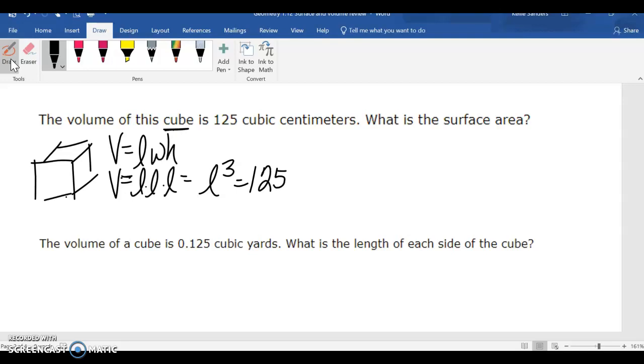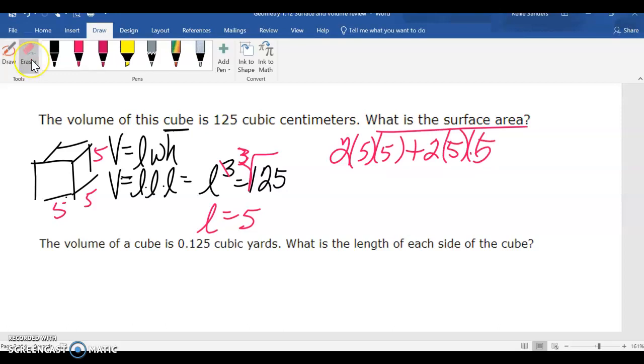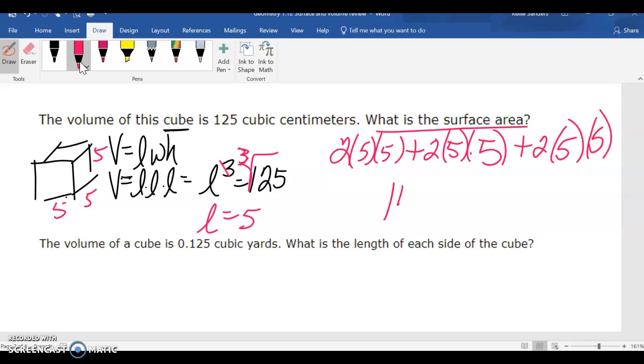So a number was cubed to get 125. So we are going to cube root that, or figure out what was cubed to get 125, and that is 5. So this is 5, and that is 5, and that is 5. Now we want the surface area. So 2 times 5 times 5, plus 2 times 5 times 5, plus 2 times 5 times 5. We've already done this problem once, and it's 150 centimeters squared.